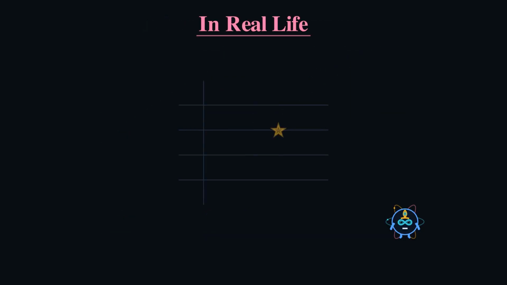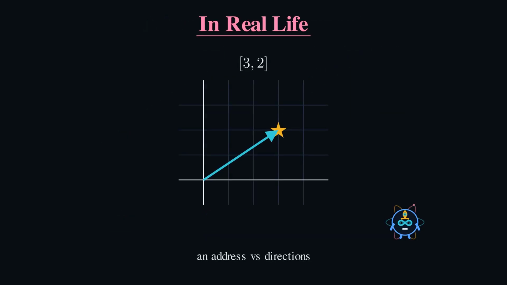Same destination, two ways to say it. The list is the address. The arrow is the directions to get there.